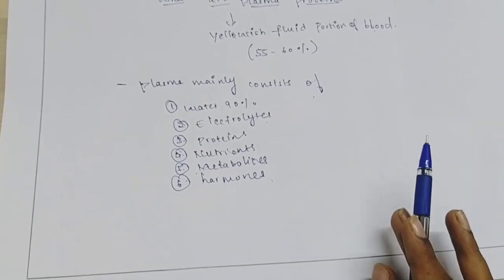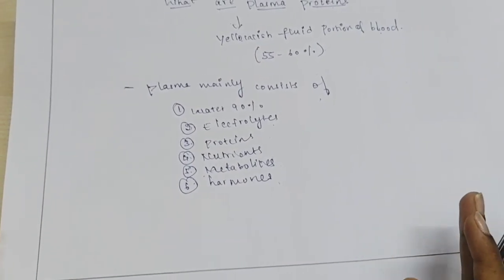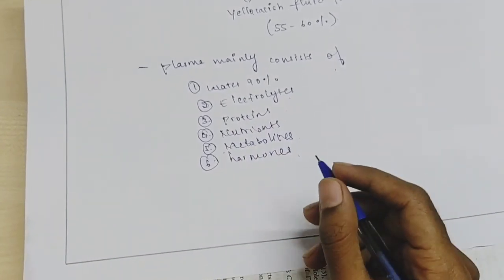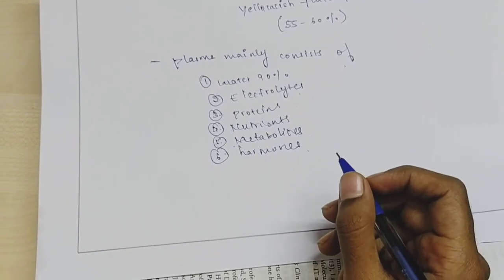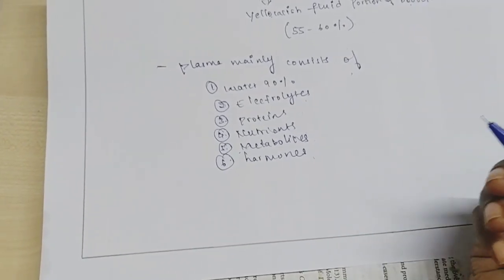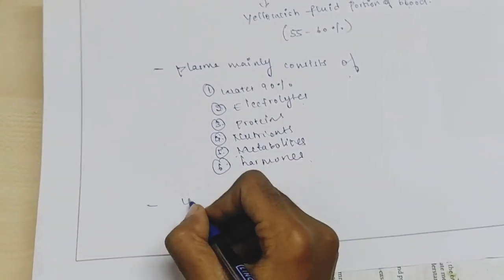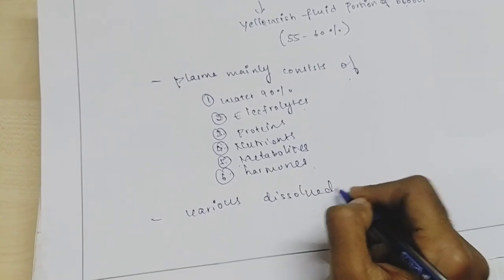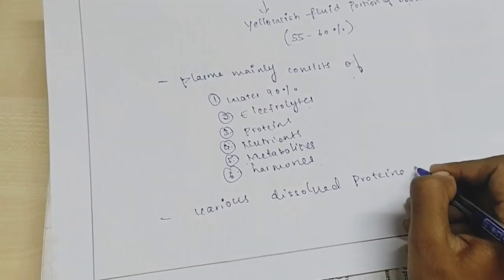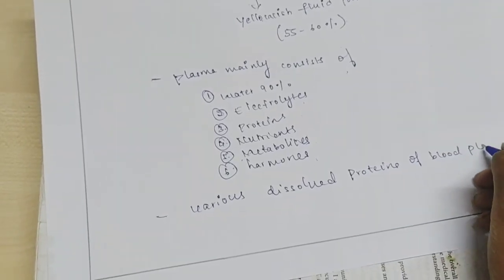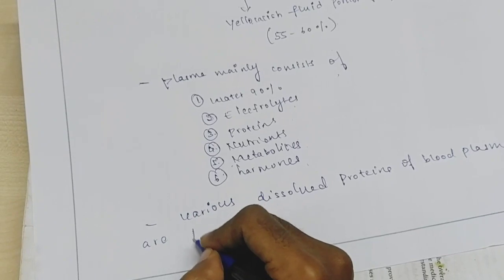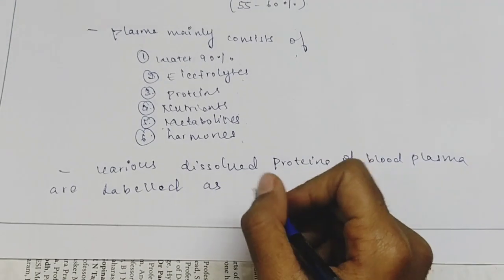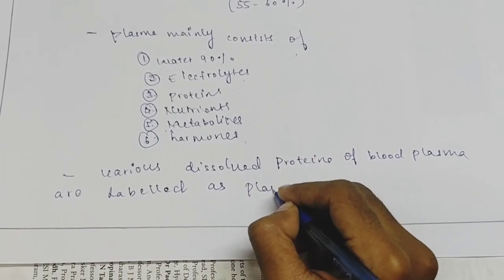Before going to that, we should know that various dissolved proteins of blood plasma are labeled as plasma proteins, which means different proteins combined with plasma are labeled as plasma proteins. They might be different types like albumin, globulins, and fibrinogens. So, various dissolved proteins of blood plasma are labeled as plasma proteins.